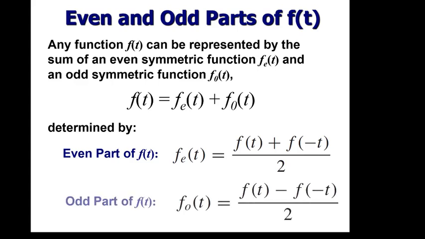For the odd symmetric part, we'll take the original signal f of t and subtract a time-reversed version of the signal, f of minus t, and take half of that. If we create fe of t and fo of t using these formulas, we can add those functions together and get back f of t. Now you can see that that works mathematically by looking at these expressions.